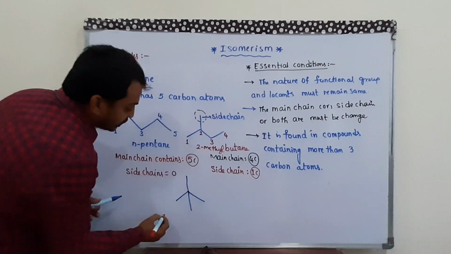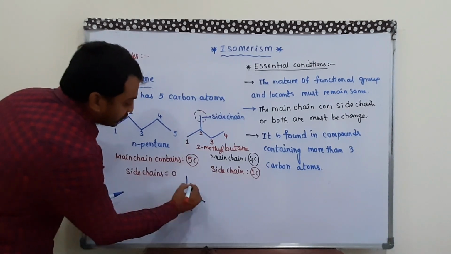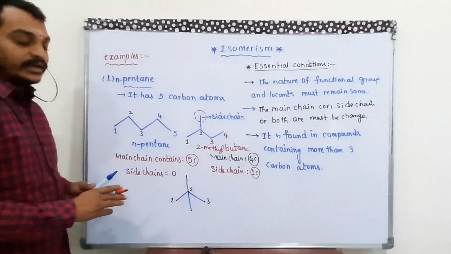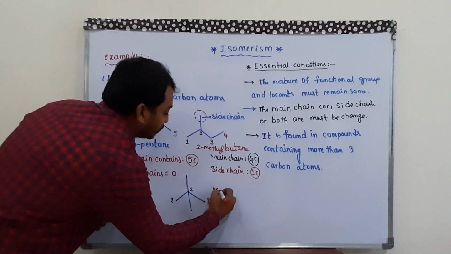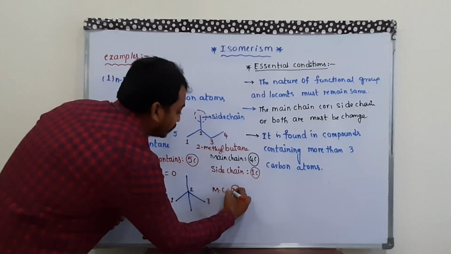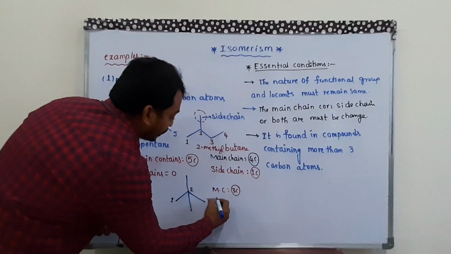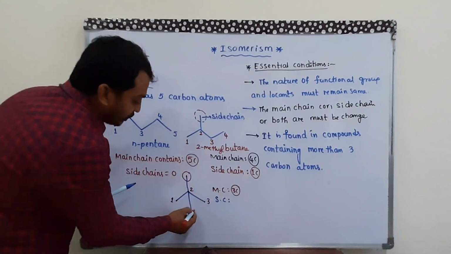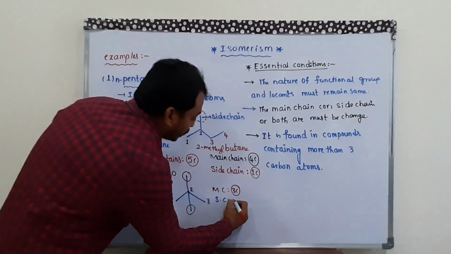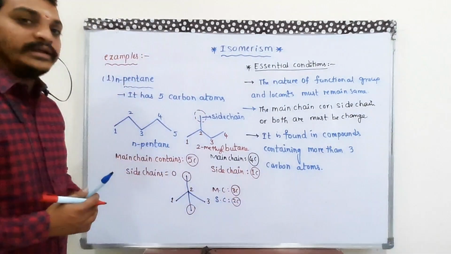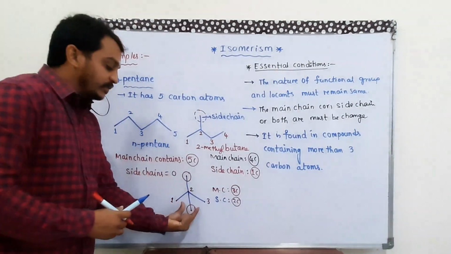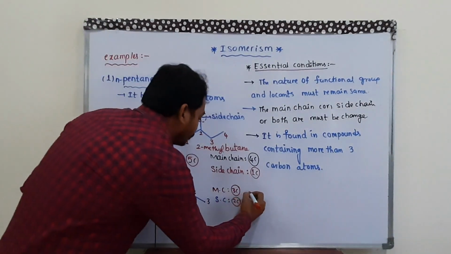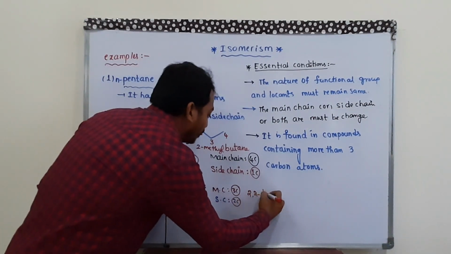Next, if you observe this case, this is the bond line structure. It has 1, 2, 3. The main chain contains 3 carbon atoms. Next, side chains: how many side chains are present in this? This is one side chain, and this is another side chain. So totally 2 carbons; the side chains contain 2 carbon atoms. So what is the name of this compound? At the second position, it has 2 substituents: 2,2-dimethyl.